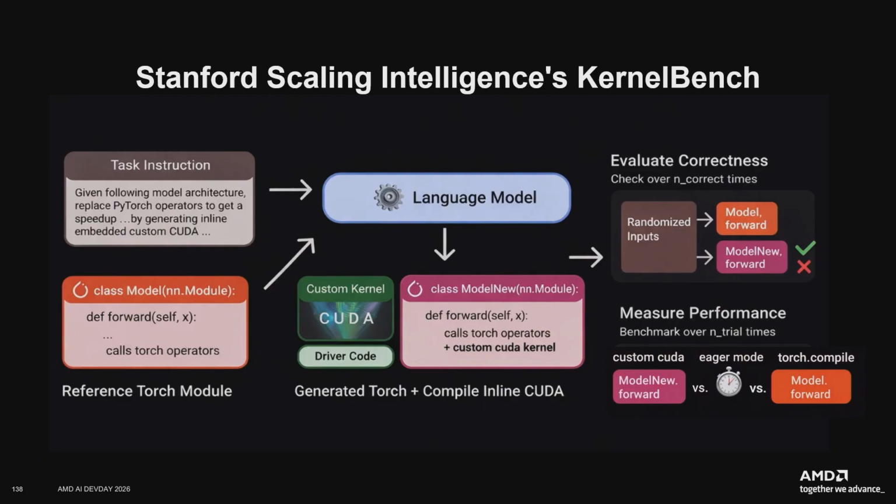KernelBench and other recent works have shown that language models can generate and optimize GPU kernels, but they're limited. For example, they focus on NVIDIA's CUDA, rely on small fixed benchmark sets, and they also depend on very large, expensive frontier models to generate the kernels.